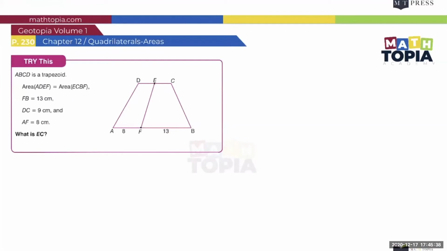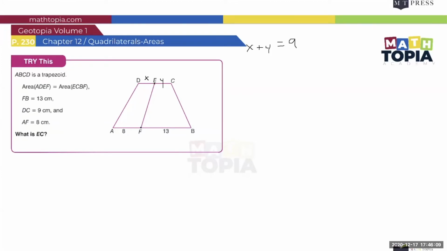Chapter 12, page 230. Another nice side problem. So we have this relationship between these two areas. What does this relationship mean? Well, let's call this x and this y. We know that from DC being 9, x plus y is 9.